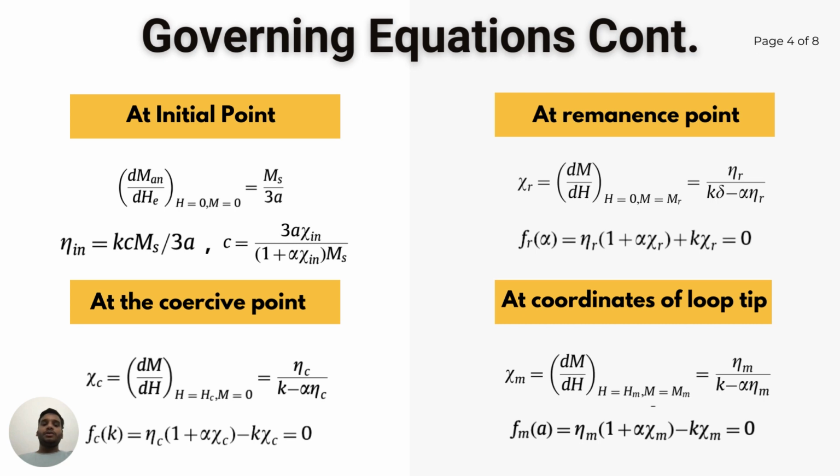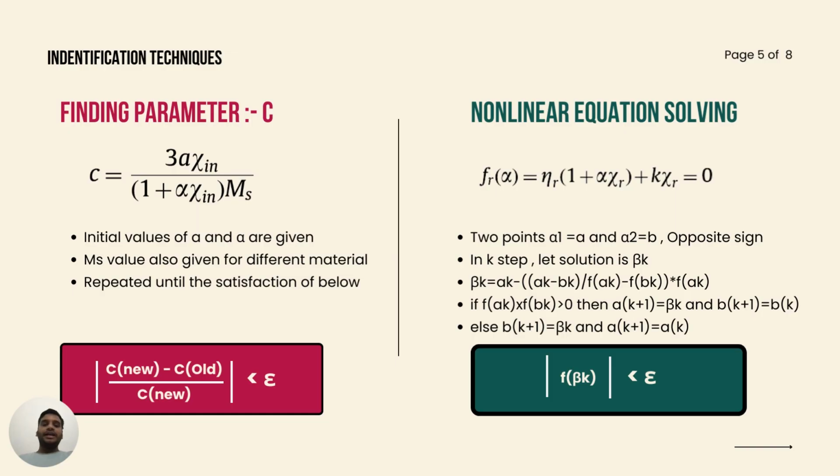Third, at the coordinate of the loop tip, or at the saturation point, we can take H equal to Hm and M equal to M maximum. So we can get a nonlinear function in terms of a. We have found three nonlinear equations and one parameter, c, at the initial point. These four parameters we have to find, using the identification techniques from which we find these parameter values.